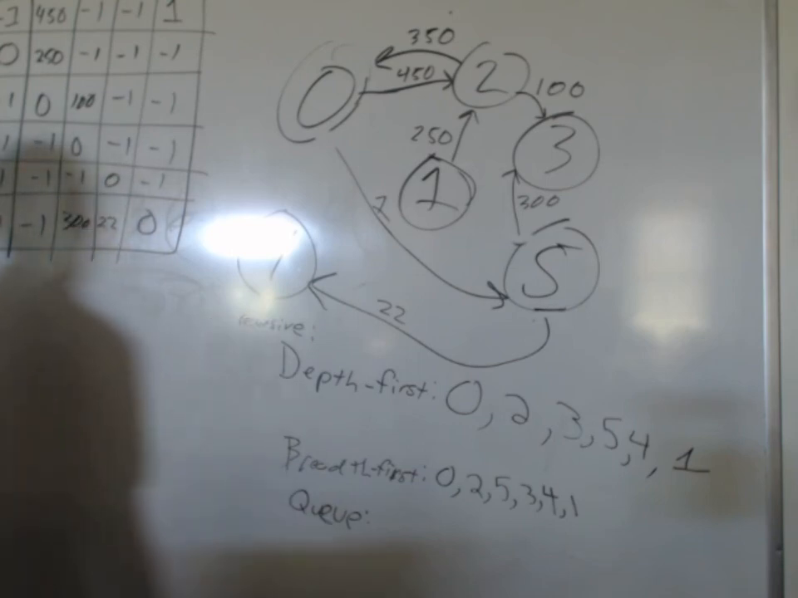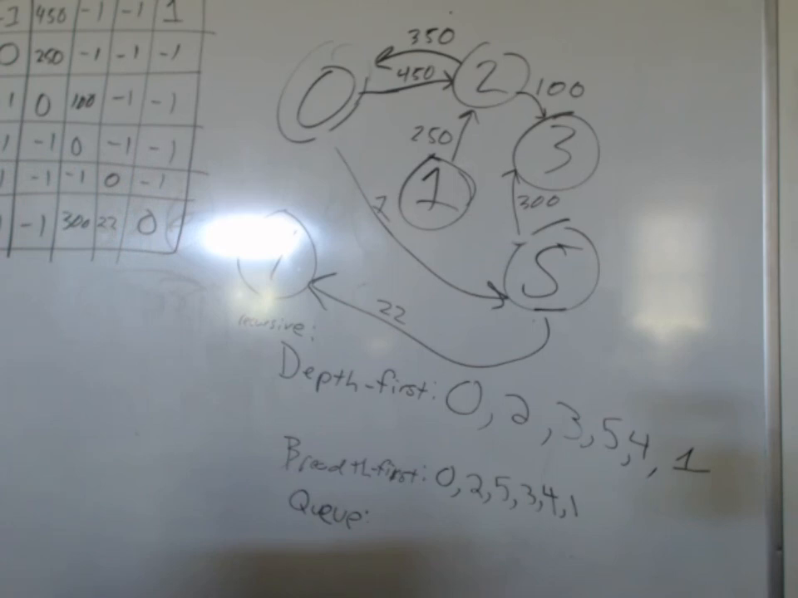Now, do you see how both of these did traverse the graph? They just did it in different orders.